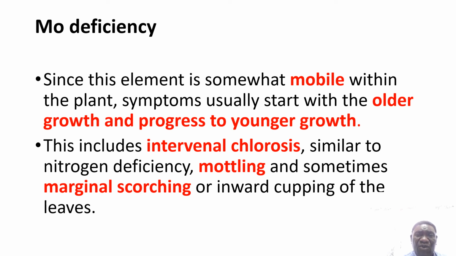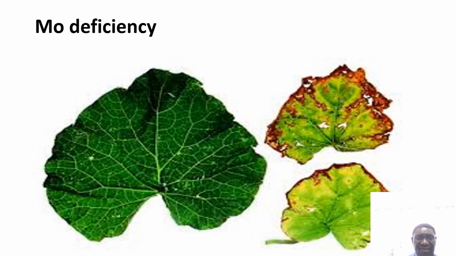Since this element is somewhat mobile within the plant, symptoms usually start with the older growth and progress to the young growth. This includes interveinal chlorosis, similar to nitrogen deficiency, mottling, and sometimes marginal scorching or inward cupping of the leaves. Well, this is the molybdenum deficiency, where we have necrosis at the edges.